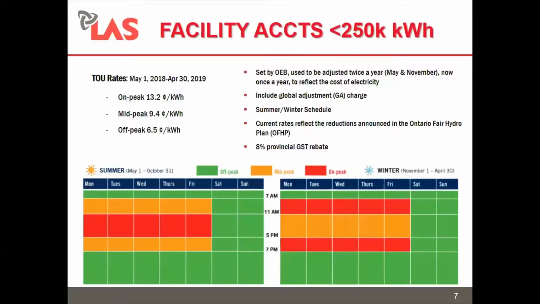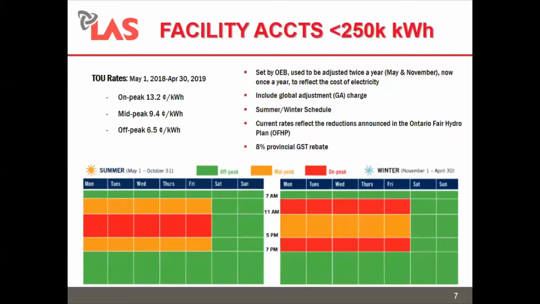One thing we also mentioned: no matter whether you're a small or large customer, every electricity price tries to recover the cost of electricity. So you think it's just one line of charge for the TOU price, but actually the global adjustment part is included, incorporated in the TOU price.